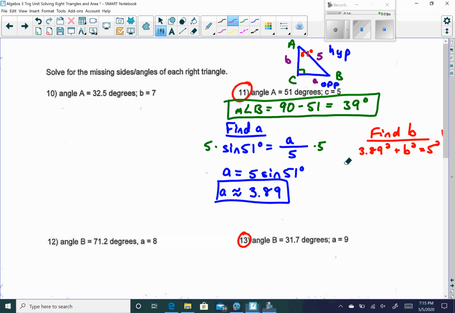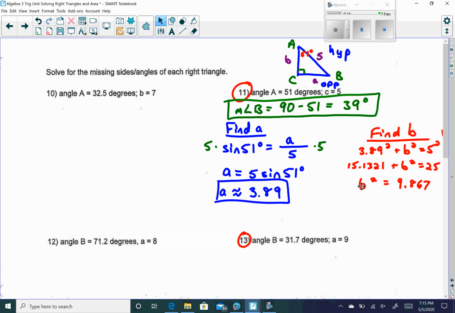3.89 squared is 15.1321, plus b squared equals 25. So I'll subtract 15.1321 from 25. So b squared equals 9.8679. I don't want to round until the final step. And taking the square root of that, b is approximately 3.14.